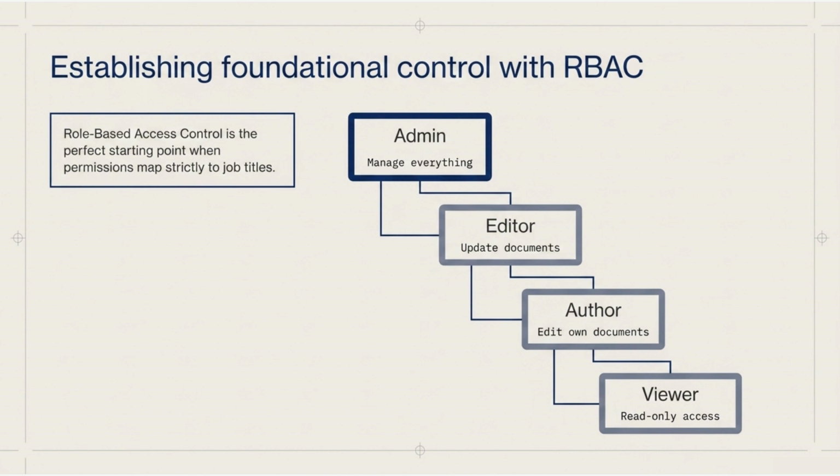Role-based access control is the perfect starting point when permissions map cleanly to job titles. Admin manages everything. Editor updates documents. Author edits their own work. Viewer is read-only. RBAC is easy to explain and easy to audit. Ship it first when your product is still role-shaped. Document the role matrix in one table, owned by product and security together. Ambiguous role names are how privilege creeps in through onboarding tickets.